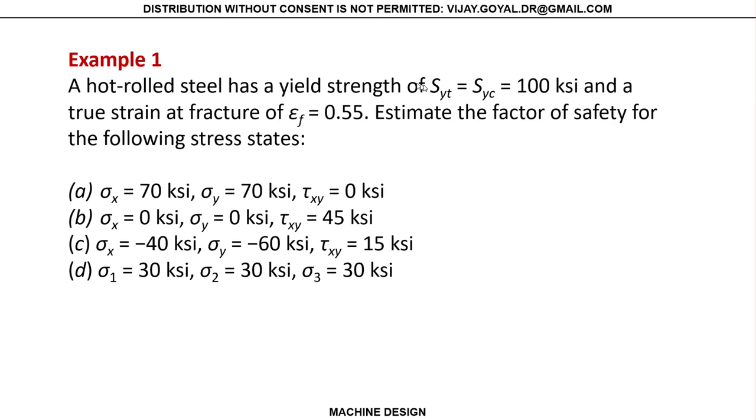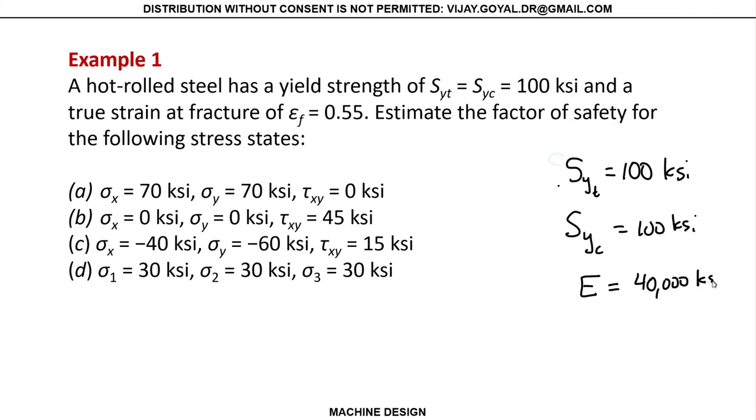This steel has a yield in tensile and compression of 100 ksi. That's given in the problem. And from tables itself, your E for this particular material is 40,000 ksi. Okay, so that's known for the material that we are using.